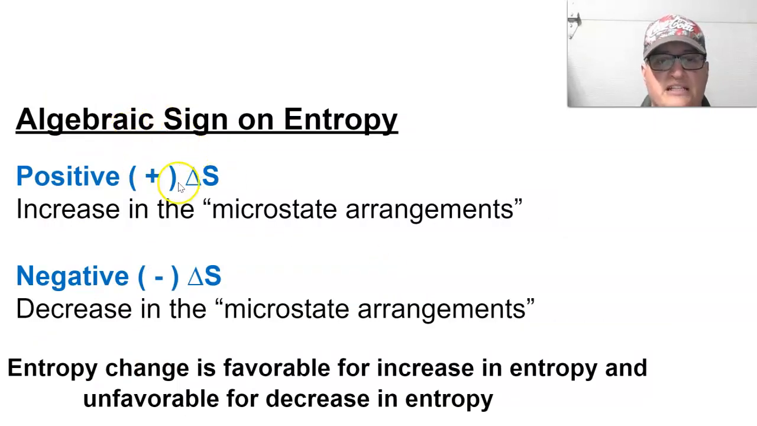Algebraic signs, because you're going to see this concept come up in a lot of different contexts. Positive delta S, we have an increase. Negative, a decrease. Again, entropy change is favorable for an increase, unfavorable for a decrease. So these different combinations of enthalpy and entropy being positive and negative, we have all these different combinations, which we're going to summarize on the next few slides.